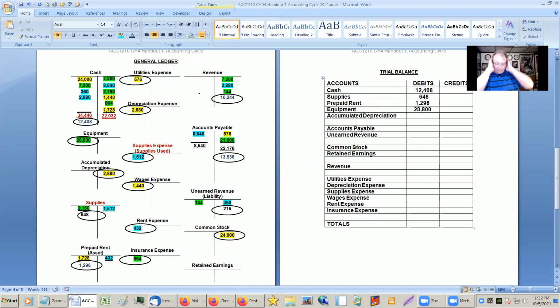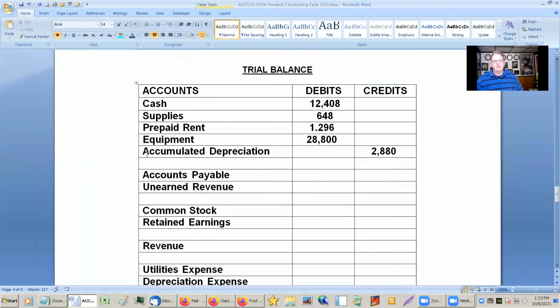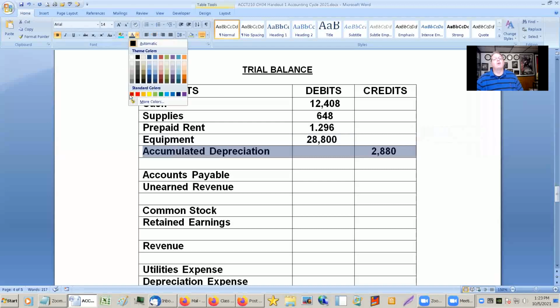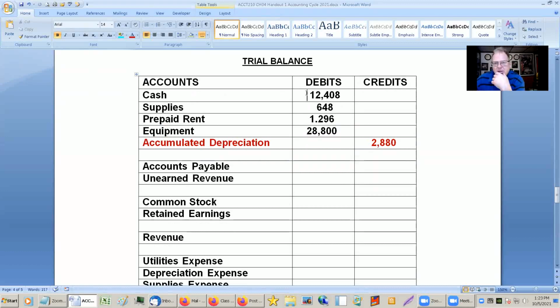Okay, now here's the confusing one. This is a brand new type of account and we'll talk about it. Accumulated depreciation. It goes with the assets. Put it in. You'll notice something strange about it. What's strange about this accumulated depreciation account? Is that credit? Yep. Assets are usually debits. You can have zero cash, but you can't have negative cash, right? So this is a negative.